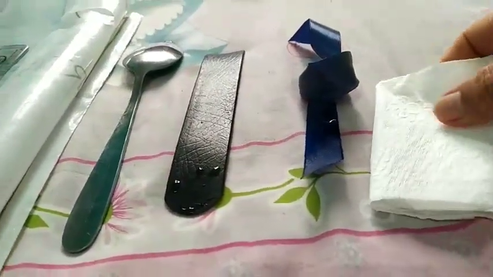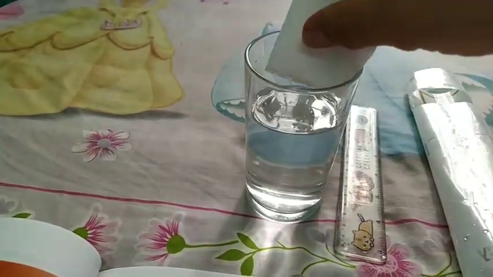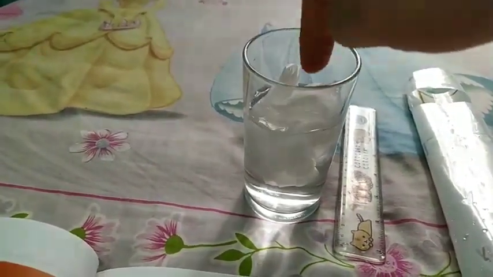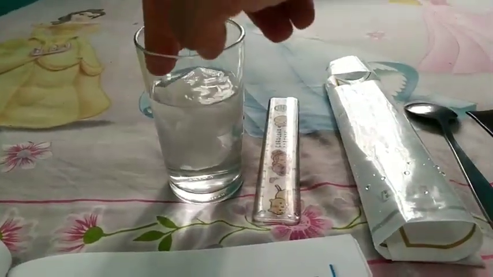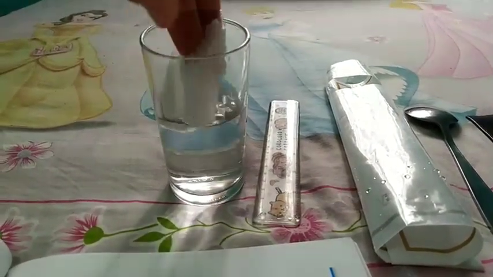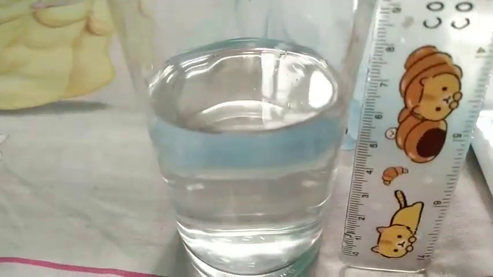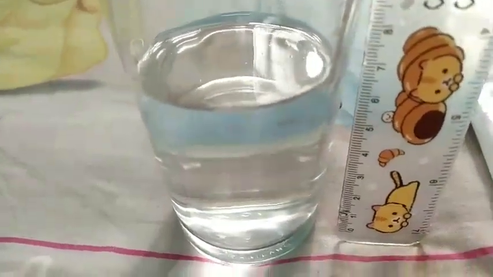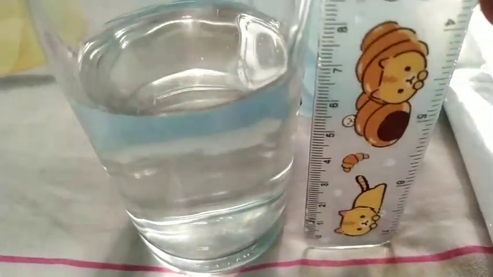Now let's use the last one, which is tissue paper. Right, tissue paper. Oh, it's already dipped. Let's get it back and put it here. All right. And let's measure. Oh, wow. What? It's now 7 centimeters.